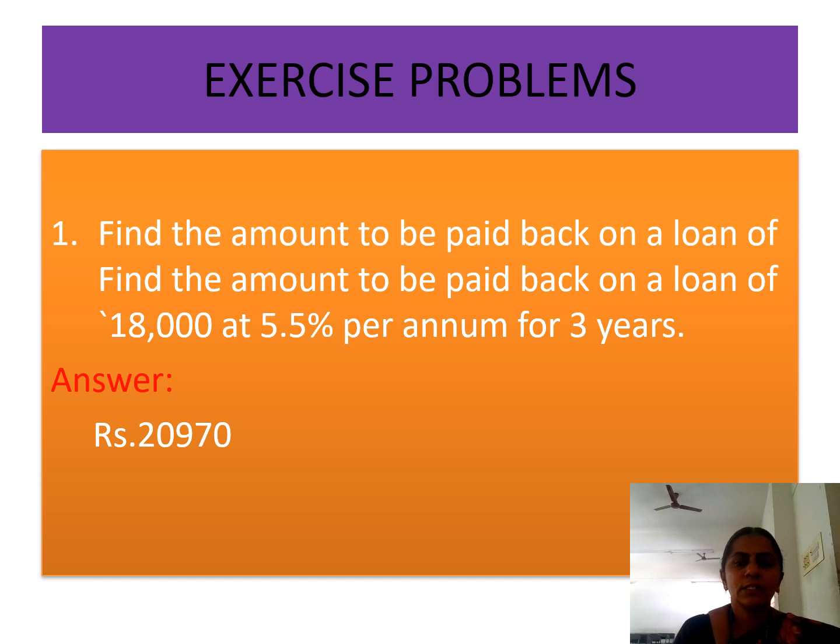So next I will give some exercise problems. The first one is: find the amount to be paid back on a loan of 18,000 at 5.5% per annum for 3 years. Here you have to find out the amount. So the amount formula is used and we find the answer is 20,970.